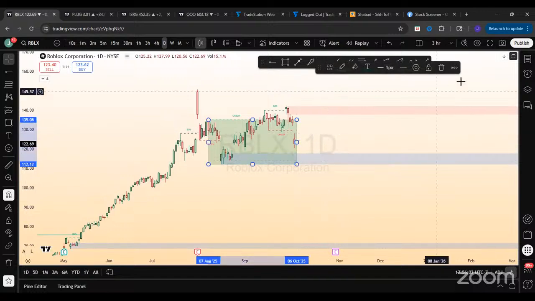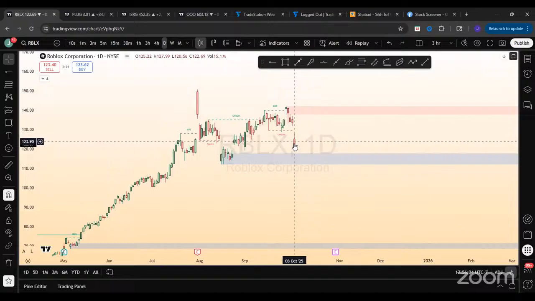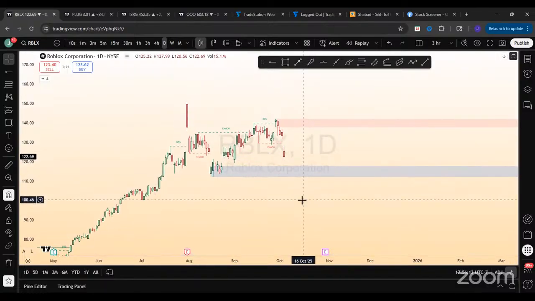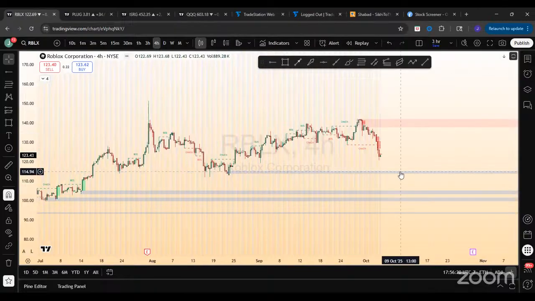What you want to do now is have the price come into this, and then from there you can confirm, to really have it like a winning trade. So that's the daily. We can also look at the 4 hours.